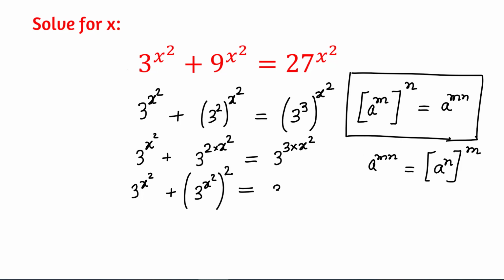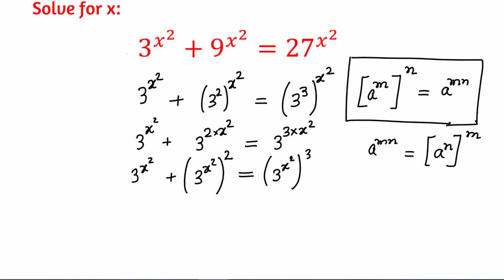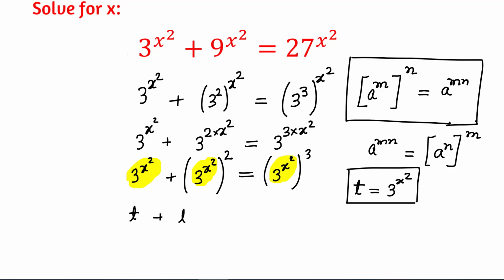Then I can write 3 raised to the power x square and raised to the power 3. This 3 is basically a whole power. Now you can understand why I have done this, because now I have a term 3 raised to the power x square that is everywhere. So now I can plug in t is equal to 3 raised to the power x square. If I plug in this value, my expression becomes t plus t square equals t cube.